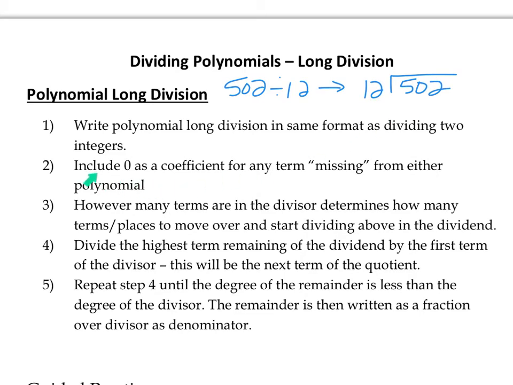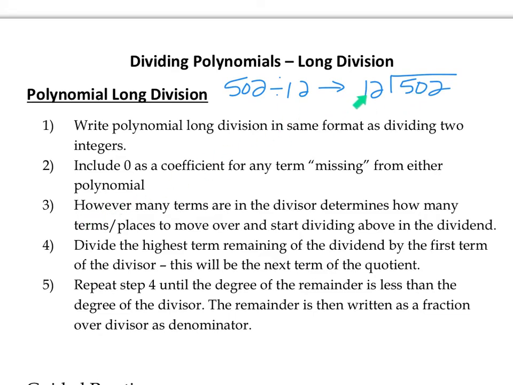Same here. And we want to include 0 as a coefficient for any missing term. Just like this is 502, we don't just leave out the 0 here. We're going to see what that looks like with polynomials, but keep in mind, zeros are important. We can't just ignore them or drop them out. We don't just make this 52. We have to have the 0 there.